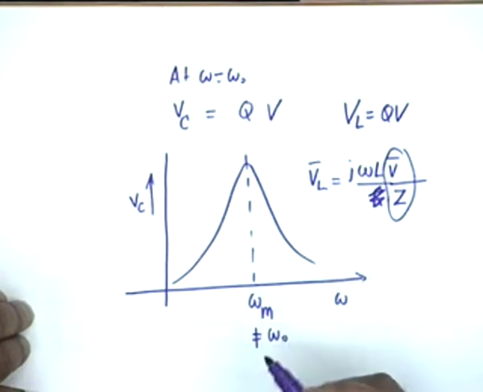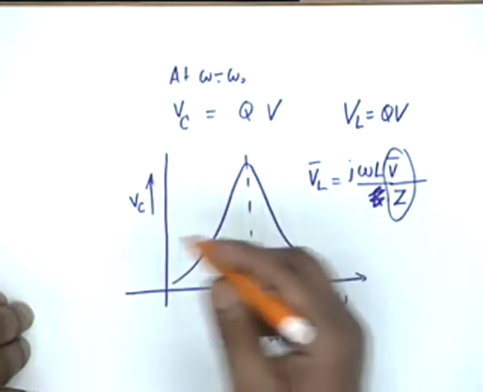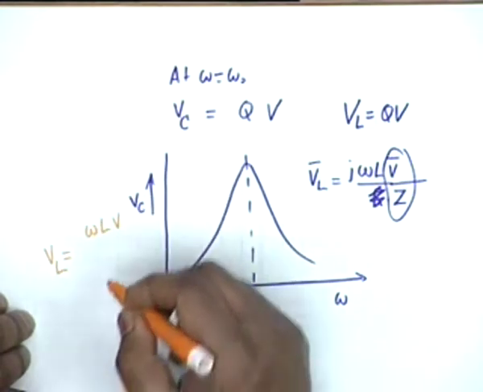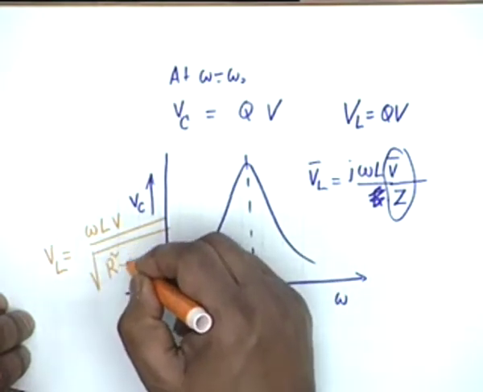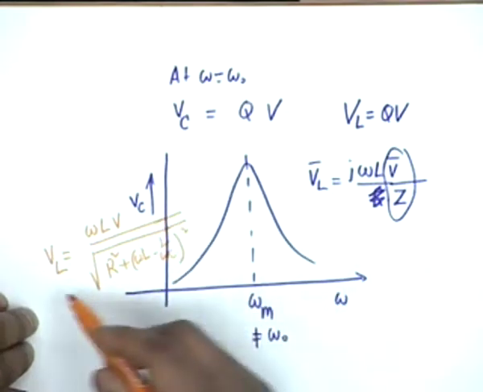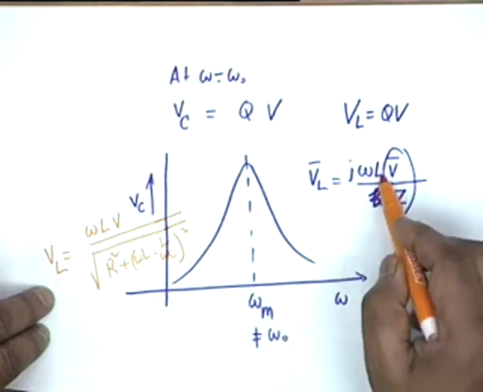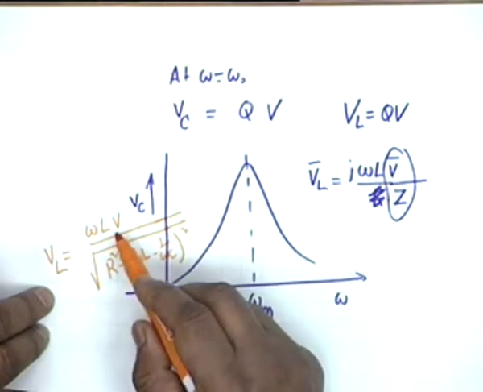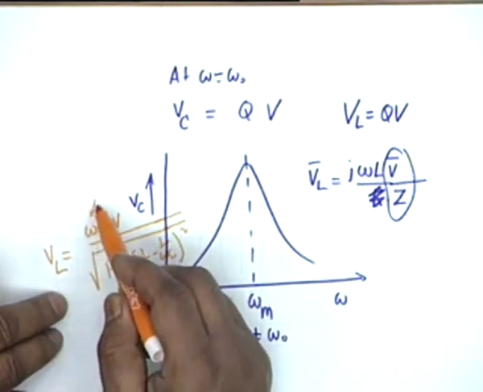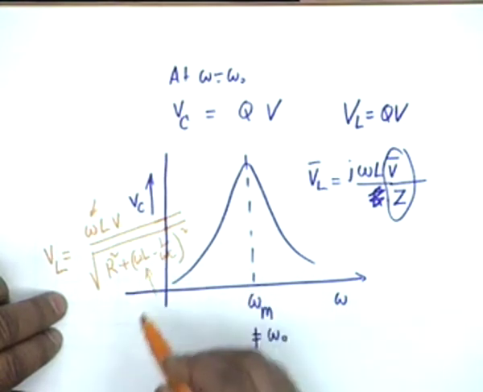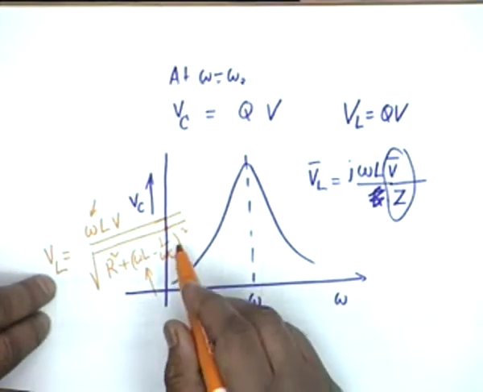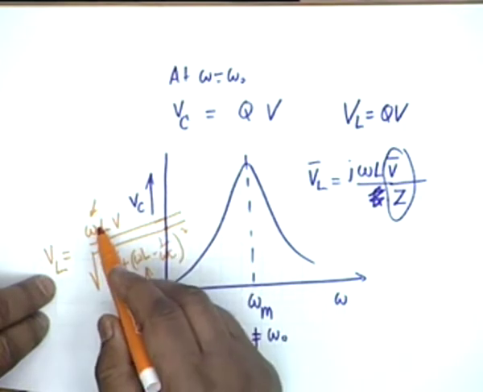And therefore, if you take its magnitude and I omit a couple of steps, you can see that the magnitude would be omega L V divided by square root of R squared plus omega L minus 1 by omega C whole squared. Is that clear? I am taking the magnitude, so j I omit, omega L, magnitude of V is V, and magnitude of Z is this. And you see that omega occurs in the numerator and also in the denominator, and therefore VL is not necessarily maximum when the denominator, this term, becomes 0, because there is an omega here.